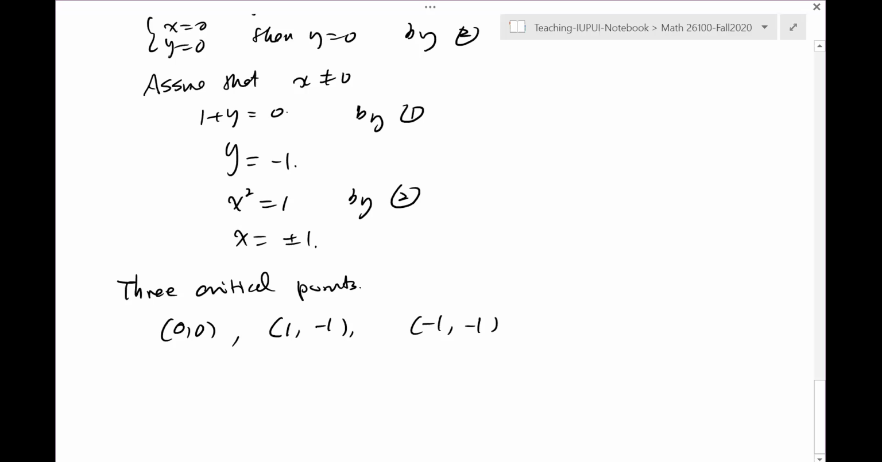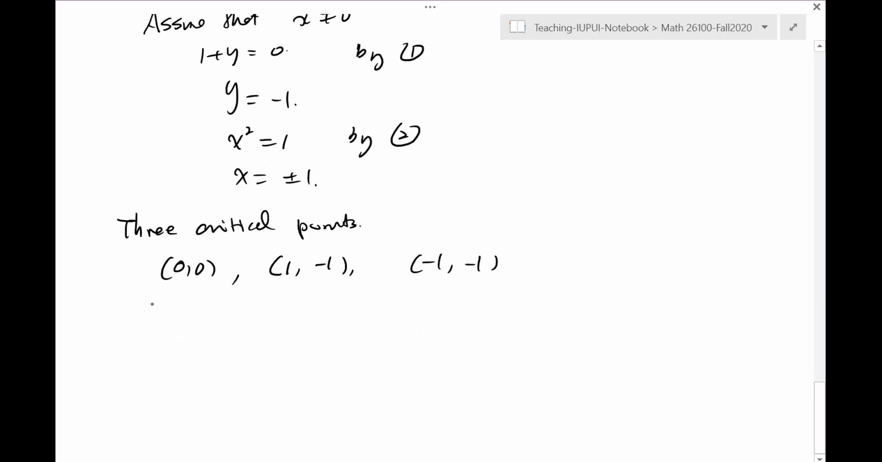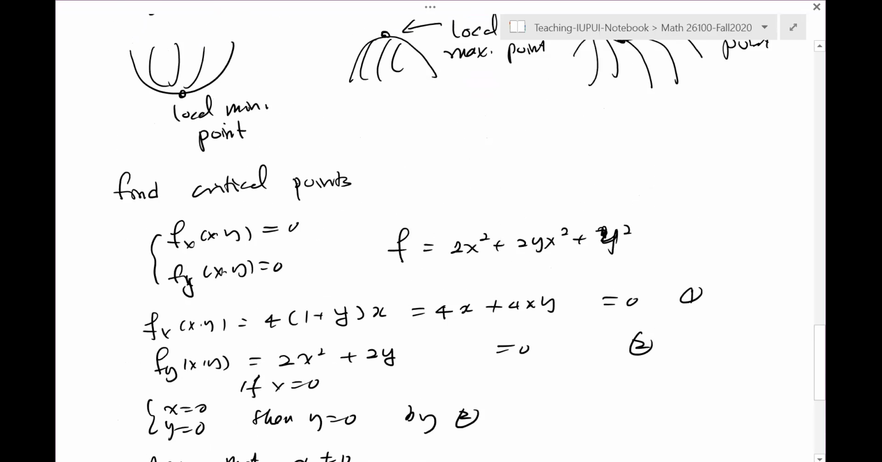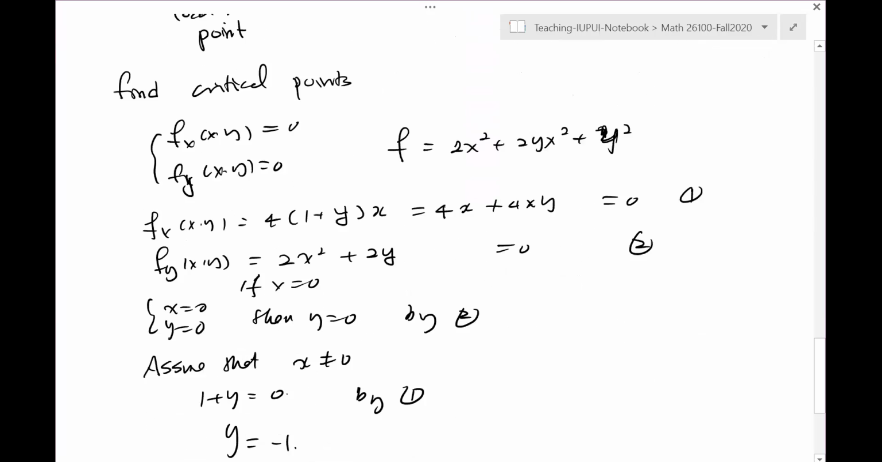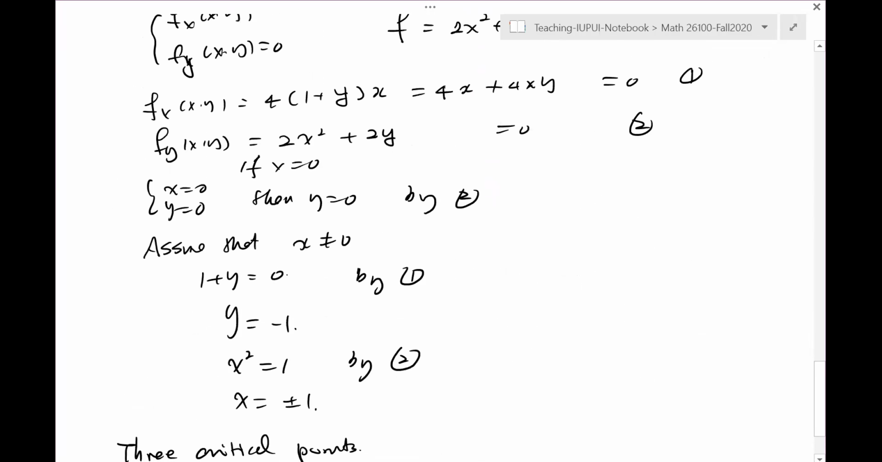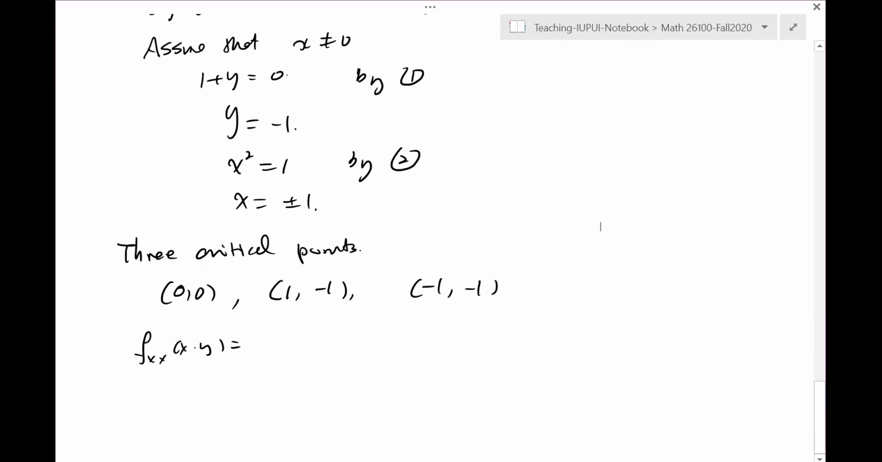Okay. So all you have to do is find the second derivative. Let's go back to the first derivative. The first derivative is going to be 4x plus 4x times y. So when I differentiate with respect to x, I get 4 plus 4y. Okay, 4 plus 4y. This should be the same, it doesn't matter which side is first. Okay, that would be 2.